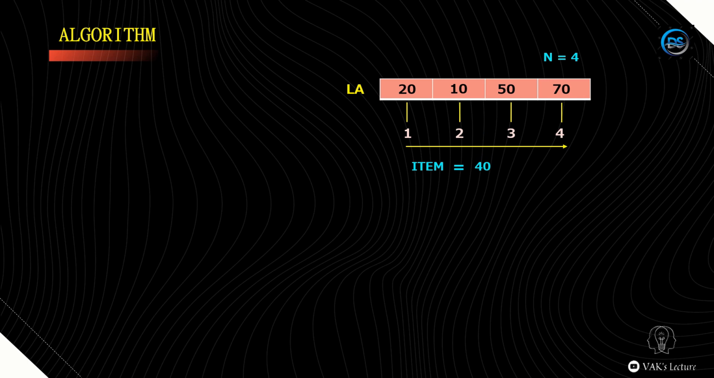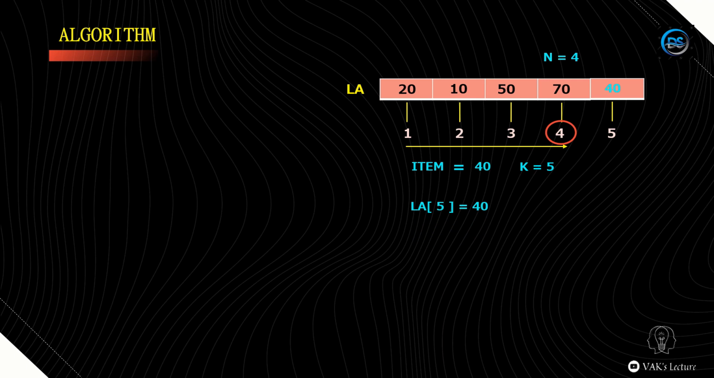The best and easiest way to insert an element is at the end of the array. In our array, the last position is 4. So after this 4, in fifth position, we have to insert. Let us consider that position is k. So k is equals to 5. That means at fifth position 40 will be inserted.